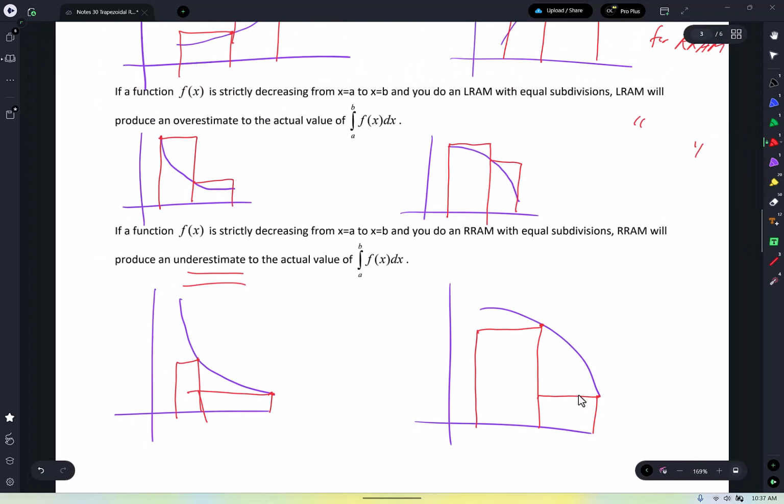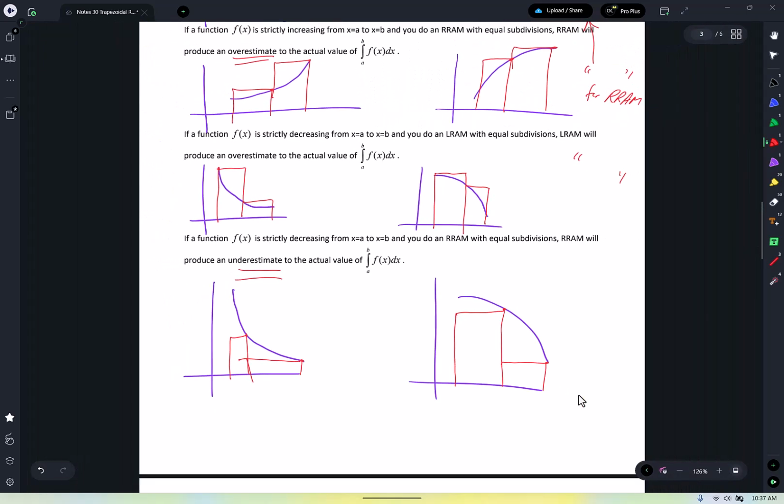So let's reiterate, guys. For LRAM and RRAM, does concavity matter? No, just increasing or decreasing. What about for trapezoidal? Concavity matters for trapezoidal. Are we cool? Okay, that's the big thing.